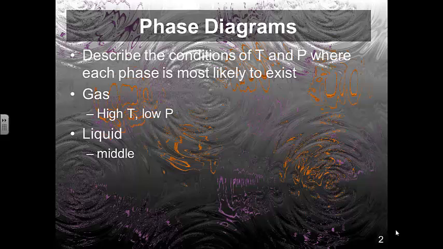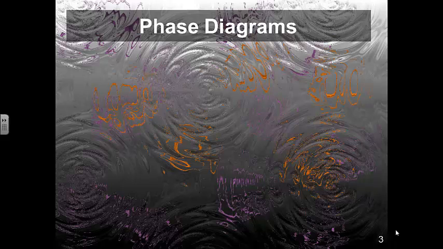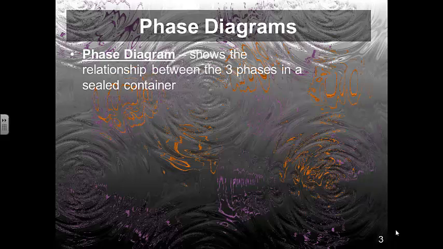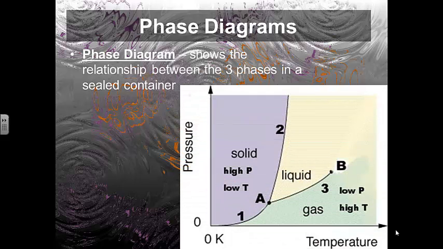On the other end, if we had a solid, like trying to make ice from liquid water, we would want low temperatures, and we would also want the molecules to be close together, so high pressures. Low temperatures and high pressures. We're going to take these conditions and use them to create a phase diagram. A phase diagram is a graph that shows the relationship between the three phases in a sealed container. So here's an example of a phase diagram.